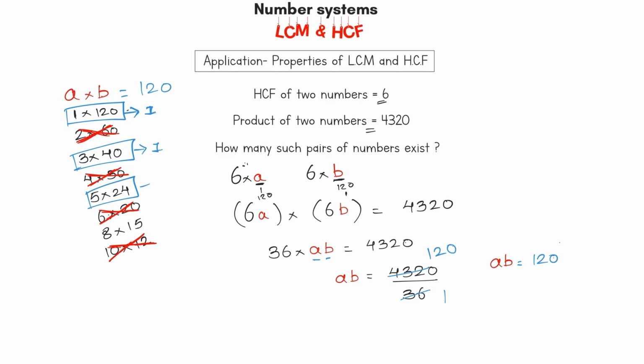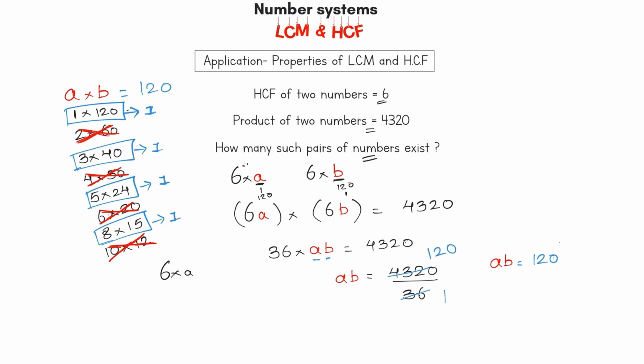Their HCF is 1 because 5 has only two factors, 1 and 5, and their HCF will also be equal to 1. So what do I understand from this? I can get 4 numbers now. That is what he is asking me: how many such pairs of numbers exist? I can get 4 numbers.